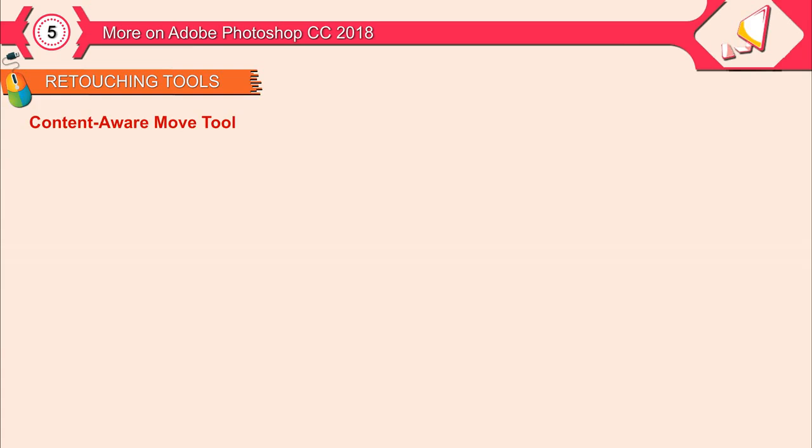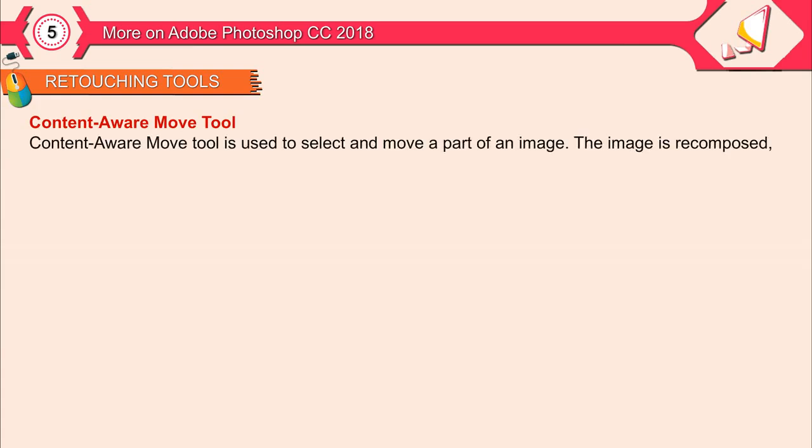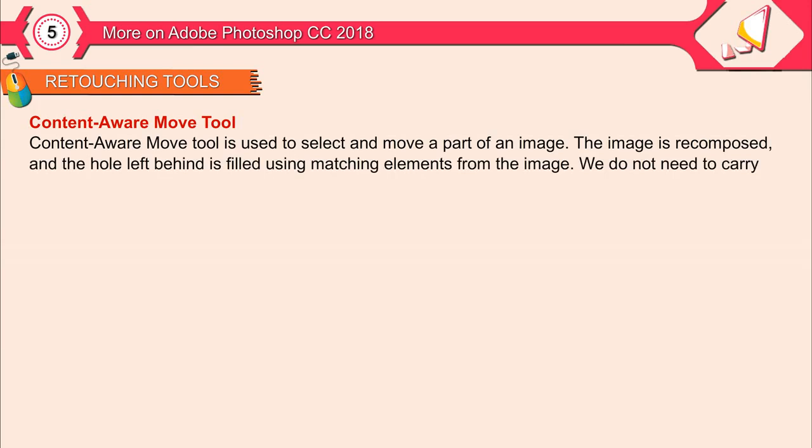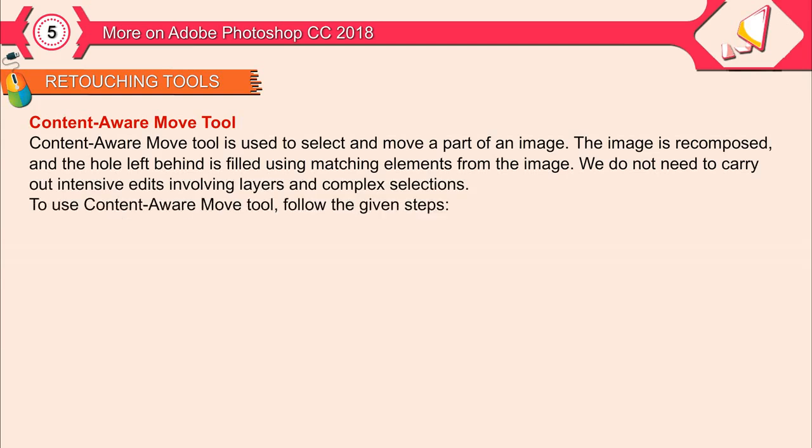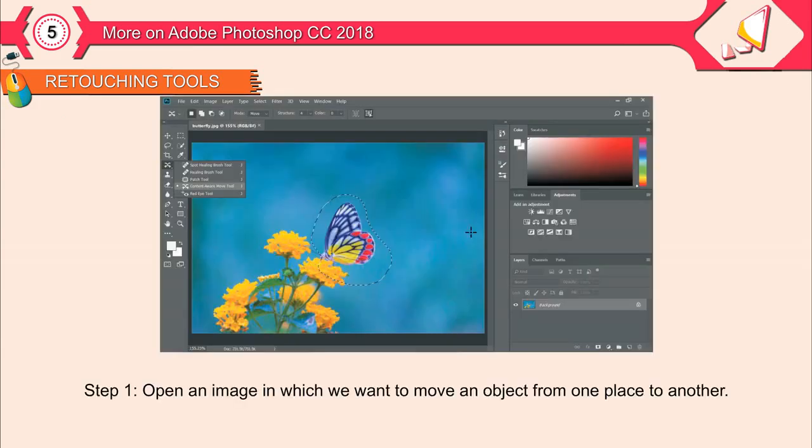Content Aware Move tool. Content Aware Move tool is used to select and move a part of an image. The image is recomposed and the hole left behind is filled using matching elements from the image. We do not need to carry out intensive edits involving layers and complex selections. To use Content Aware Move tool, follow the given steps. Step 1. Open an image in which we want to move an object from one place to another.